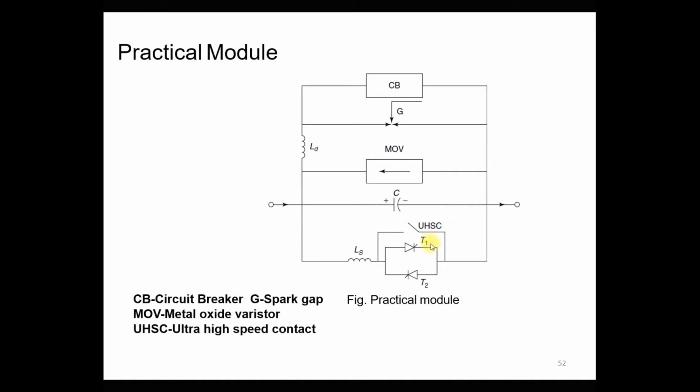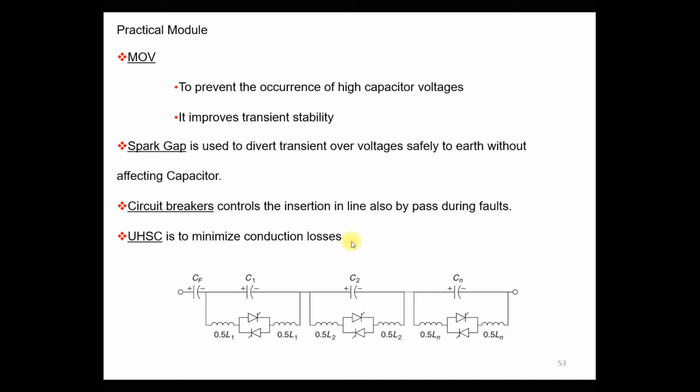So the ultra high speed contact is used generally when this thyristor controlled reactor operates for a long duration, so that we can reduce the conduction losses in the T1 and T2 thyristors. Because this is a metallic contact, when it is bypassed, the current flows through this metallic contact, and in this condition the conduction losses are less as compared to the losses when current is flowing through this anti-parallel pair of thyristors. So the function of the UHSC is to minimize the conduction losses.